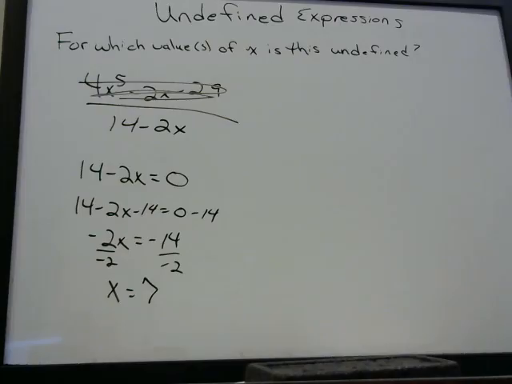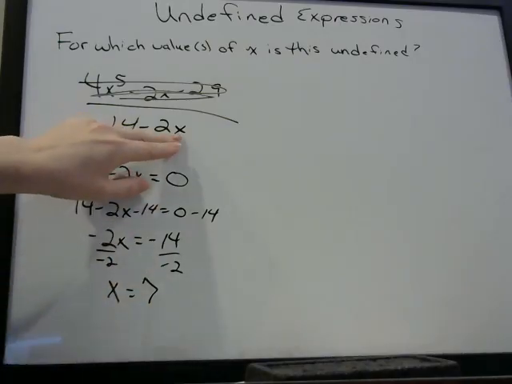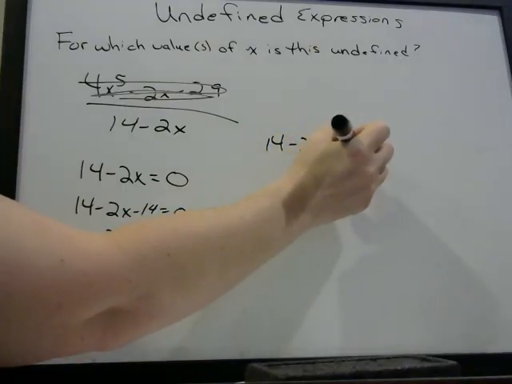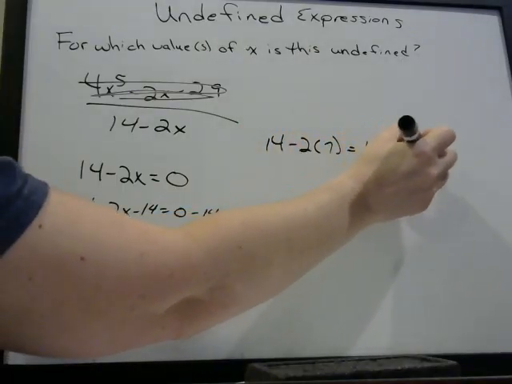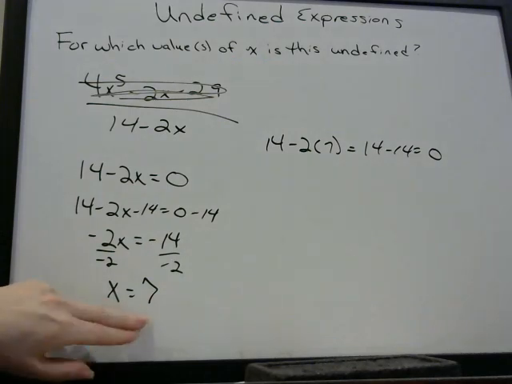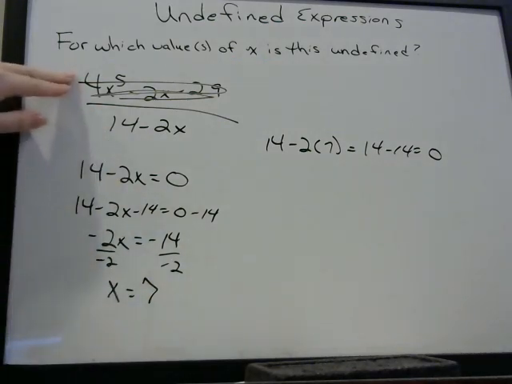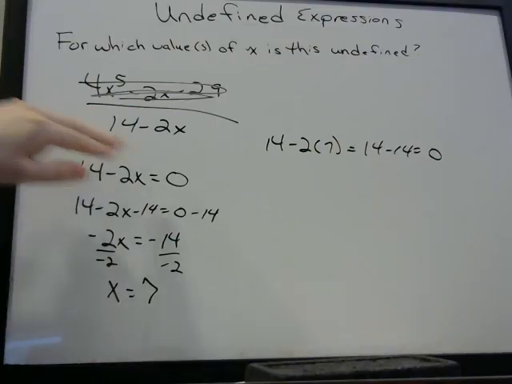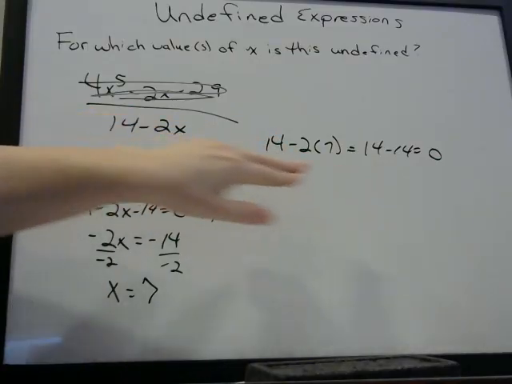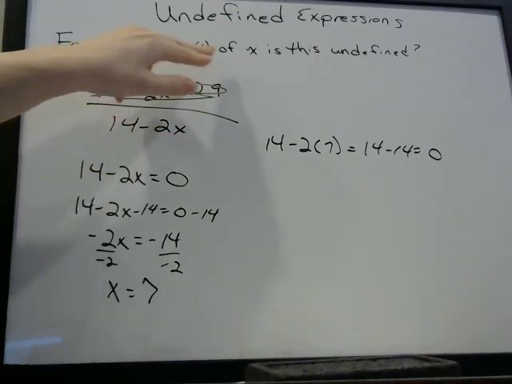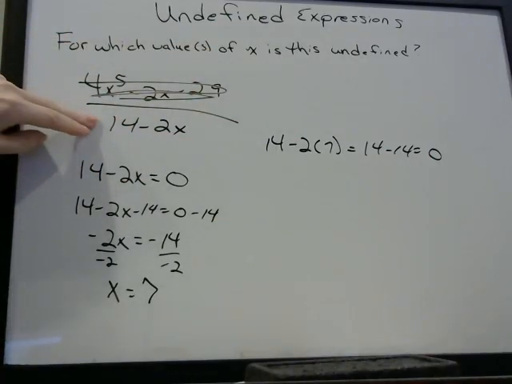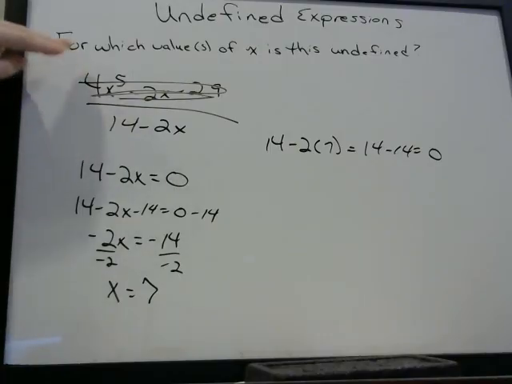X equals 7. So when x equals 7, we plug that in. 14 minus 2 times 7 is 14 minus 14, which equals 0. So when x equals 7, this fraction has a 0 in the denominator. If we plug 7 into that, you're going to get 0. So that makes this undefined. So again, just concentrate on the denominator, and when that equals 0, that's the answer to this question.